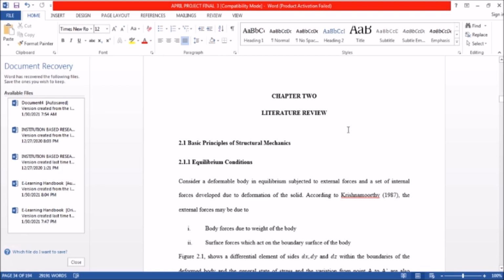So here, under the literature review, you are expected to cite your work. The diagrams are supposed to be labeled, and the equations are supposed to be numbered. You can see 2.3. You are expected to cite your work properly. Like here we have Krishnamurti, 1987. So this is the author's surname and the year of publication of the article. After citing a work, you are expected to include it in the reference section of your project work.